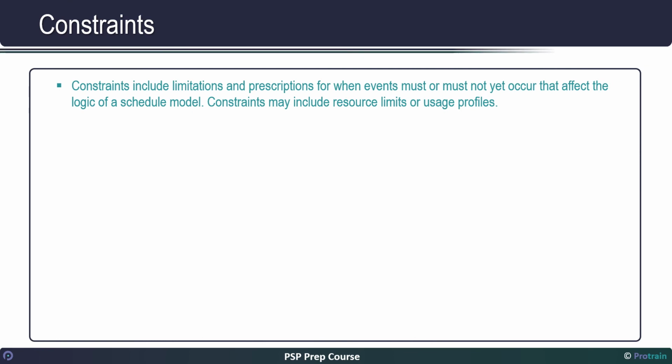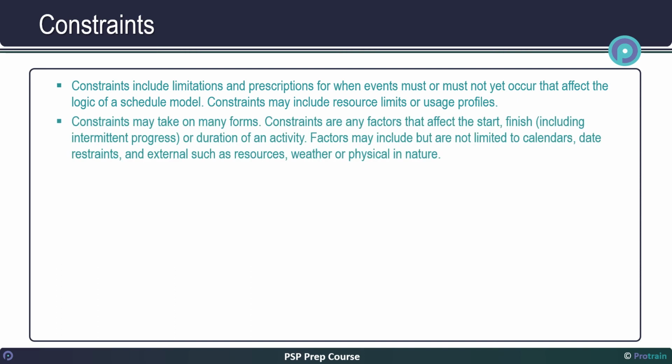Constraints include limitations and prescriptions for when events must or must not occur. Applying constraints affects the logic of a schedule model. Constraints may include resource limits or usage profiles. Constraints may take on many forms. Constraints are any factors that affect the start, finish, including intermittent progress, or duration of an activity.